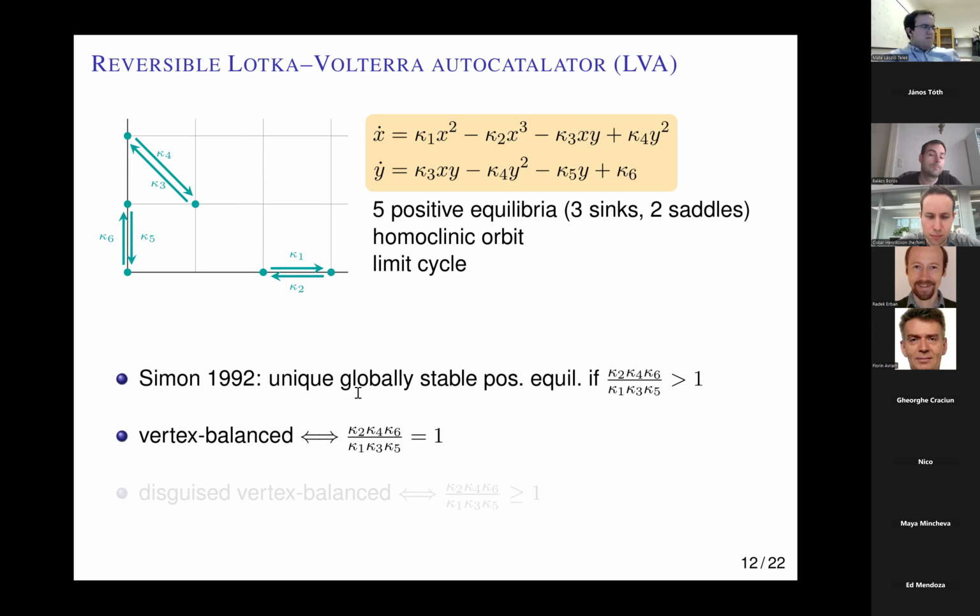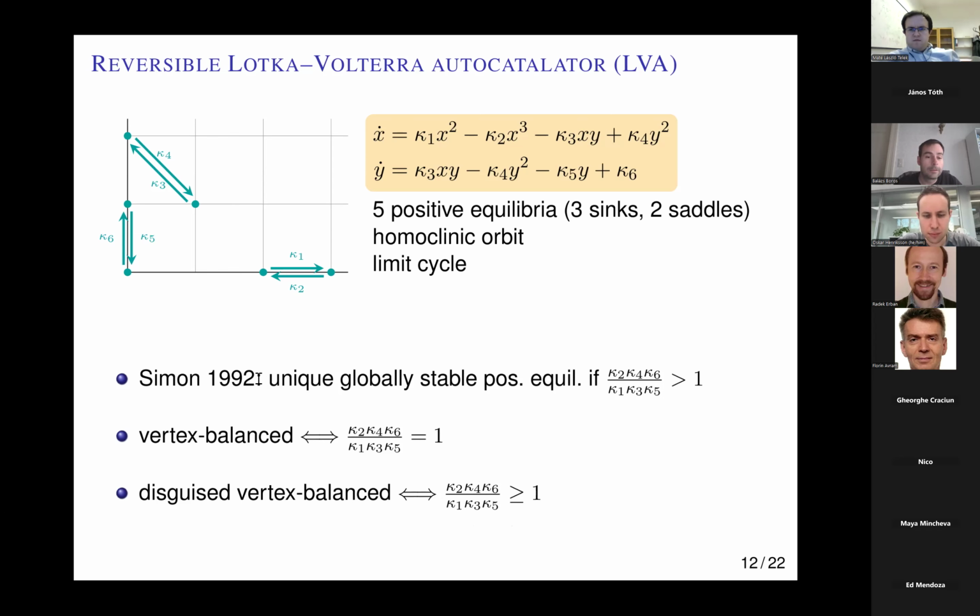So again, we still have global stability. In fact, if we apply the same machinery that I explained on the previous pages, the concept of disguised vertex balancing tells us that exactly when this ratio here is larger or equal to 1, that's exactly when this network is disguised vertex balanced. And this means that global asymptotic stability can be concluded using the classical Horn-Jackson function.